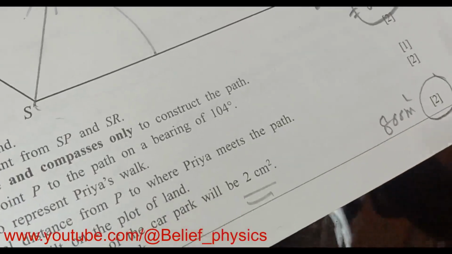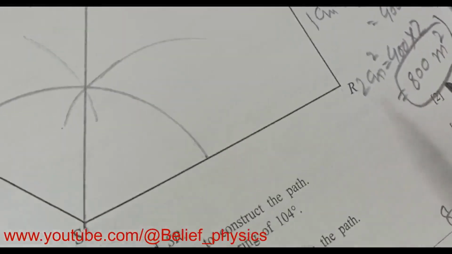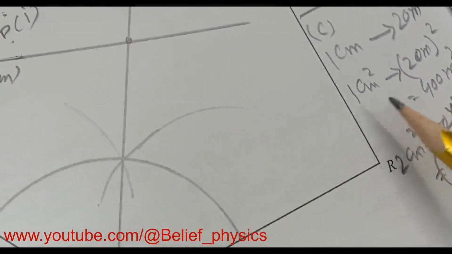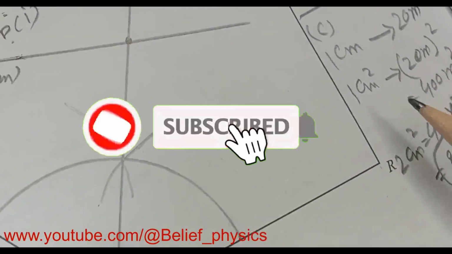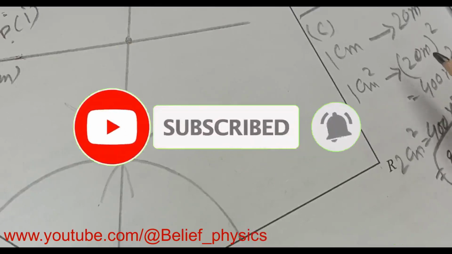And how do you get it? It is solved here. I do it like that. 1 centimeter represents 20 meters. So 1 square centimeter will represent 20 meters squared. 20 squared is 400.